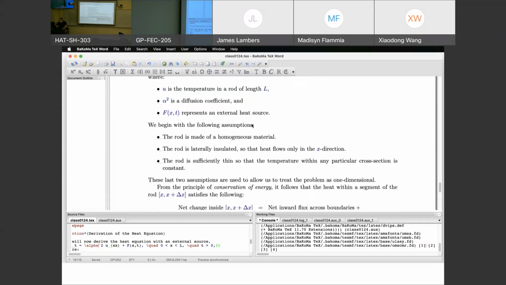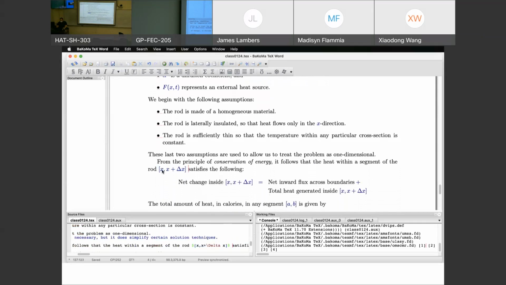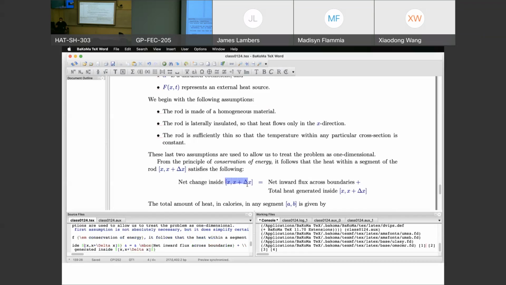here's our actual starting point for deriving it. This principle of conservation of energy. So the amount of heat within an arbitrary segment of a rod. So we have a rod that starts at some point x and then goes as far as x plus delta x. So the net change in heat energy within this segment of the rod is, based on conservation of energy, matched by these two effects. So we have inward flux across the boundaries of the segment.